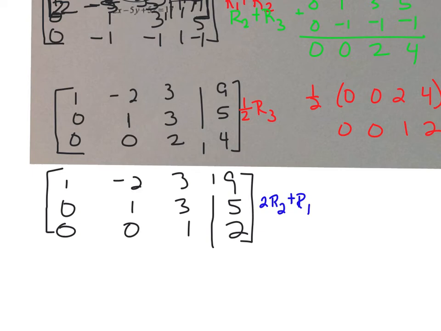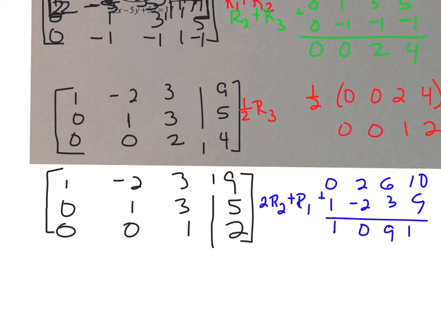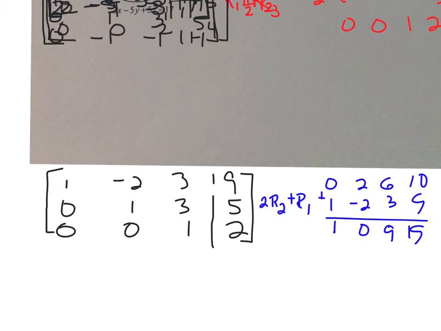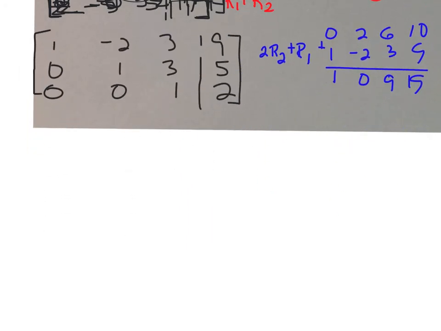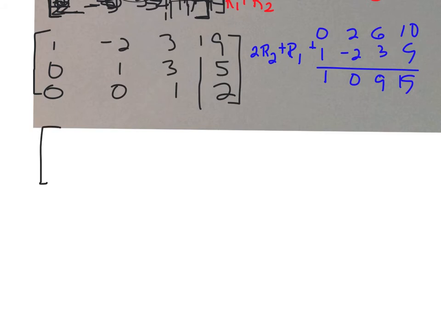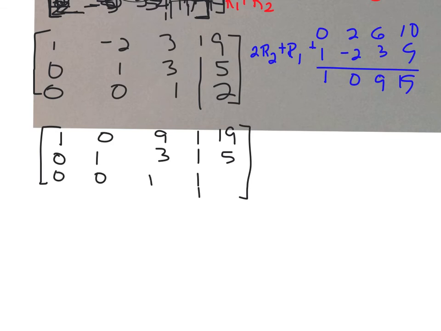So 2 row 2 would be 0, 2, 6, 10. And row 1 would be 1, -2, 3, 9. Add them together, I get 1, 0, 9, 19. Remember, that is my row 1. Okay, so we have row 1 now is 1, 0, 9, 19. Row 2 is 0, 1, 3, 5. And row 3 is 0, 0, 1, 2.